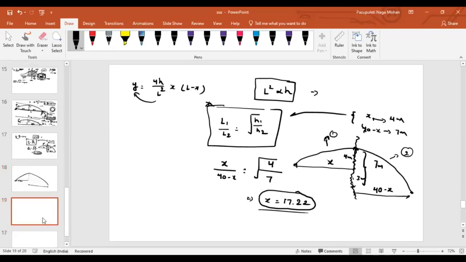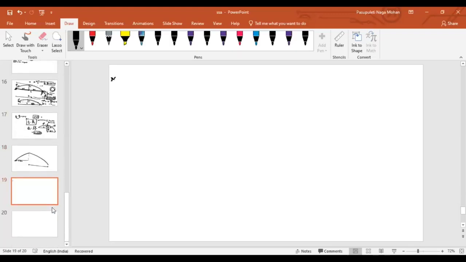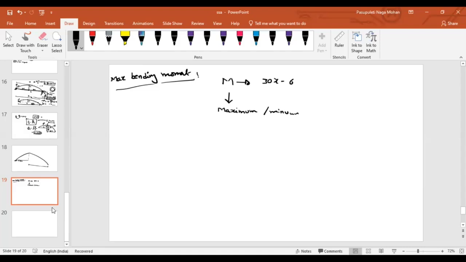Now, let us talk about the maximum bending moment. Let us say that I am having a moment of magnitude m. So how can I say that? What is the condition that I should apply to get maximum or minimum? Let us say I'm having some moment equation as 30x minus 6. Can you tell me at what point I can have the maximum value? At what point I can have the minimum value? You might have found out, right?